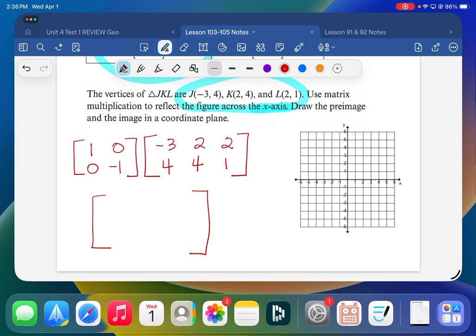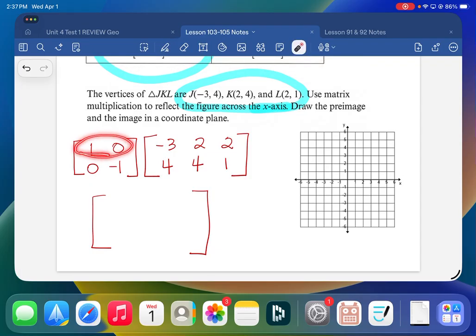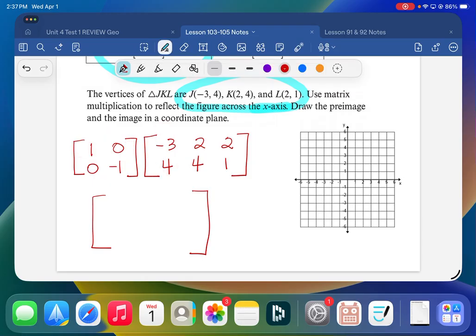Okay, so back at you, Logan. Will you please walk me through this row times this column? I usually know the answer. Just talk me through what you did. 1 times negative 3 plus 0 times 4. So it's negative 3 plus 0, which is just negative 3.